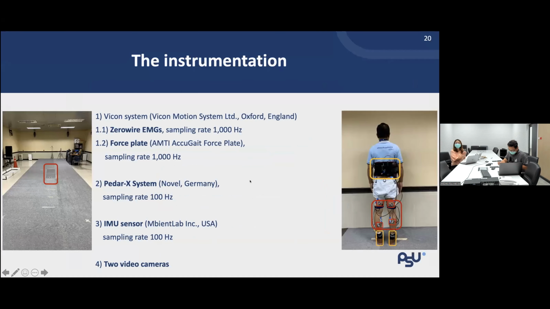Okay. Can you see my slide? Okay. As we mentioned last time, the instrumentation in my work includes the zero EMG, the phosphate, the PIDA system, and an IMU sensor, and the other one is two video cameras. So I analyze the data about the IMU sensor together with the PIDA system right now.